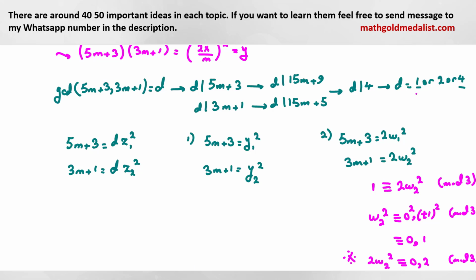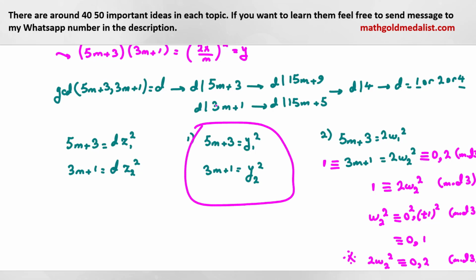Could you say that again? I said 3m plus 1, the remainder when divided by 3 is 1, right? But if you consider mod 3, this one is 1. This one can only be 0 or 2, so it's not possible that these two things be equal. Agreed? Okay. Makes sense. Now try to reject this case on your own, okay?